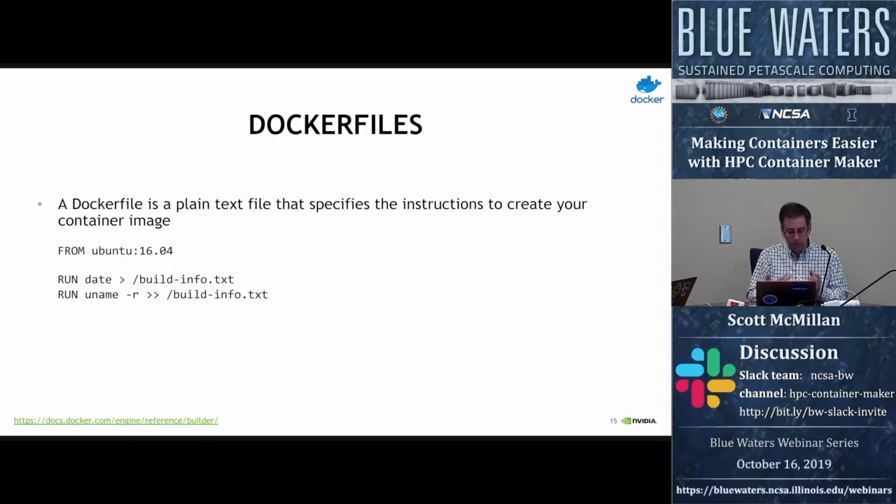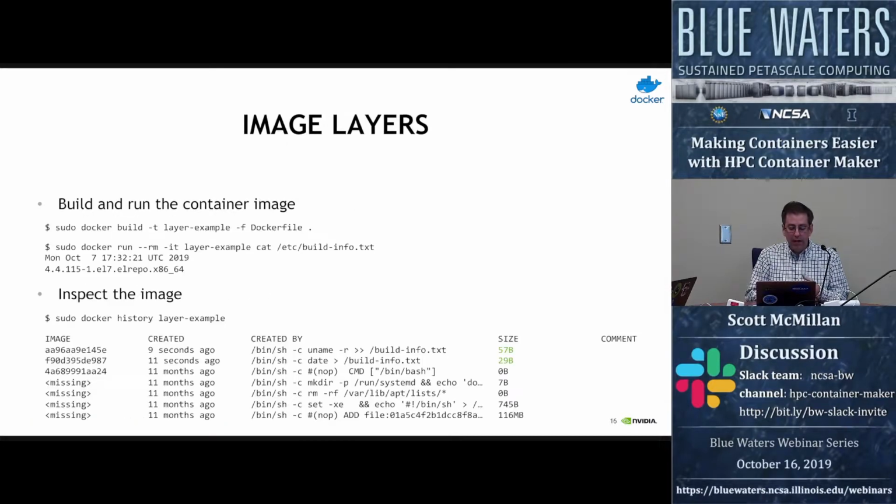So there's an example here. This isn't Hello World. We'll work up to Hello World, where we start from the same Ubuntu 16.04 image from Docker Hub. Syntax is a little different, but the idea is the same. And I'm going to do 2 steps here. I'm going to take the output of date and uname -r and just add it to a file inside the container image.